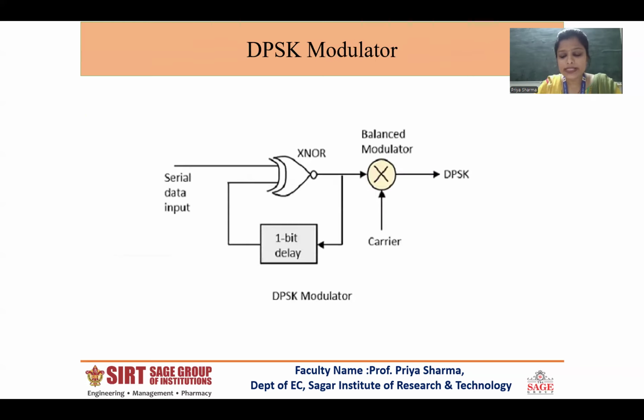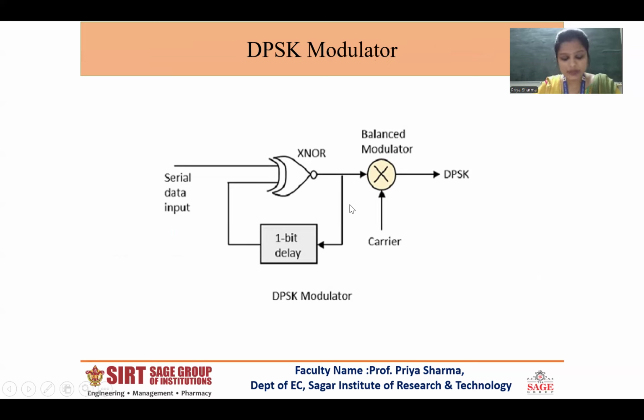So this is the basic and very simple block diagram of a DPSK modulator. It will consist of an encoder or a logic circuit. Here I have used a logic circuit. A delay is used. Then a balance modulator is used, whose other input is a locally generated carrier oscillator output.